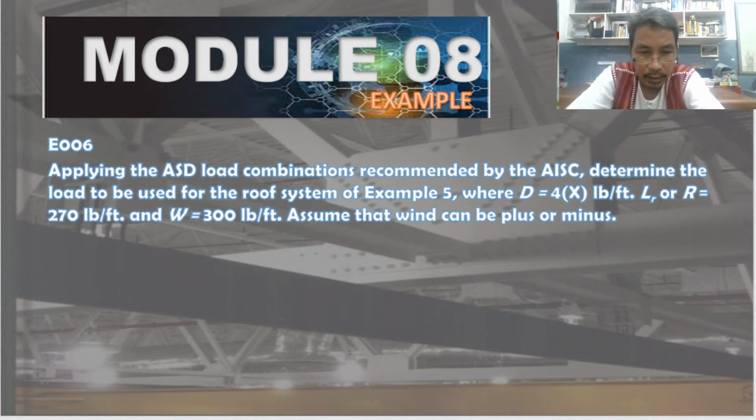So let us take example 6 to apply our knowledge. Applying the ASD load combination as recommended by AISC, determine the load to be used for the roof system of example 5. Do you remember the load for example 5, where the load is equal to 4? Load is equal to 4, really? I have to confirm if this is correct.